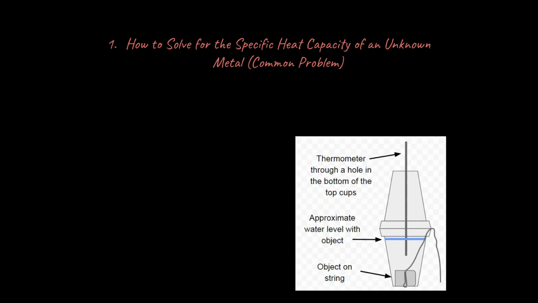First up, if you have the question, how do you solve for the specific heat capacity of an unknown metal, which is a common problem, you're going to start by thinking, all right, if I put a piece of hot metal into a cup of cool water, kind of like this diagram down below here, this step right here is really important. Remember, they're going to come to thermal equilibrium, and the metal is hot.